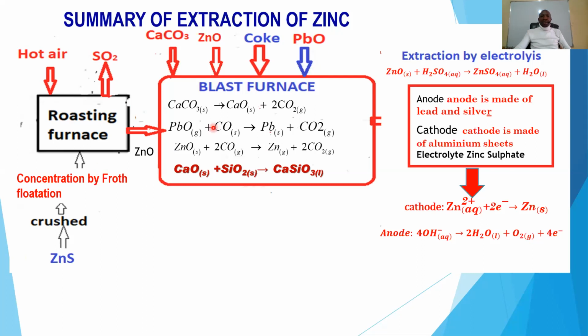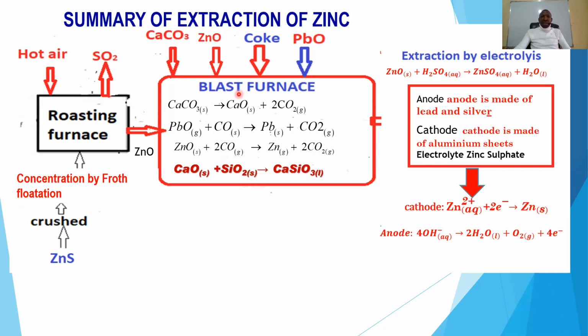The main reaction that takes place there: the calcium carbonate decomposes to form calcium oxide plus carbon(IV) oxide. Remember, we also have the coke now. The coke, that is carbon, reacts with oxygen to form carbon(II) oxide. The carbon(II) oxide forms the main reducing agent, whereby it reduces the lead oxide to form lead and carbon(IV) oxide. It also reduces the zinc oxide to form zinc gas and carbon(IV) oxide. Then we have the calcium oxide combining with silica to form calcium silicate. The calcium silicate will combine with more impurities to form the slag.